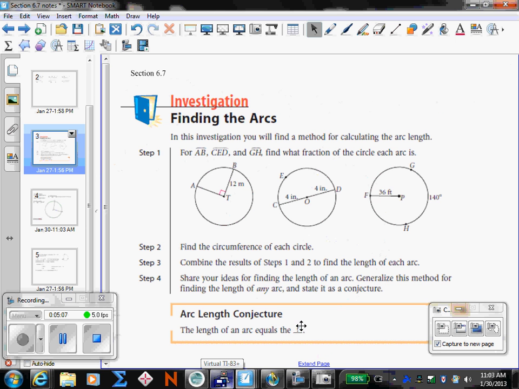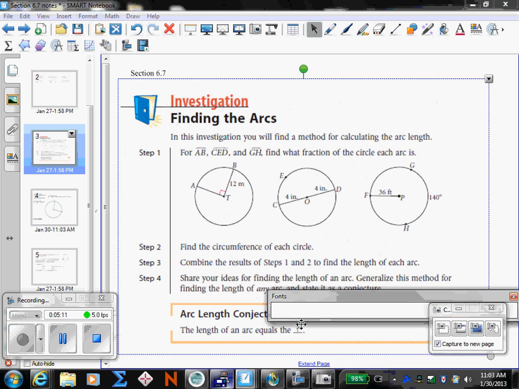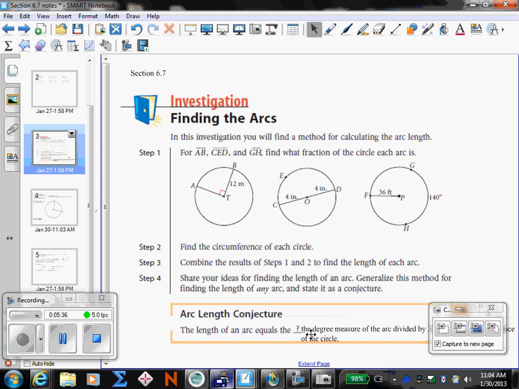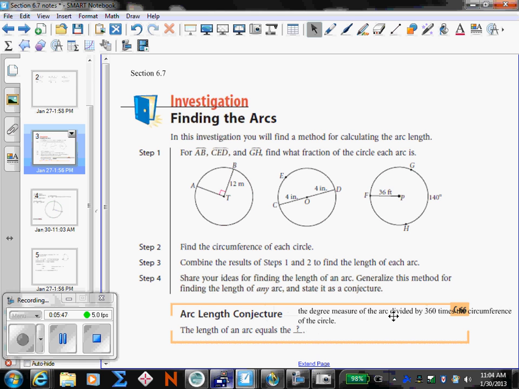So the length of the arc equals the degree measure of the arc divided by 360 times the circumference of the circle. Remember, you find circumference by taking 2 pi r, or the diameter times pi. Okay, so the degree measure of the arc divided by 360 times the circumference of the circle will give you the arc length.